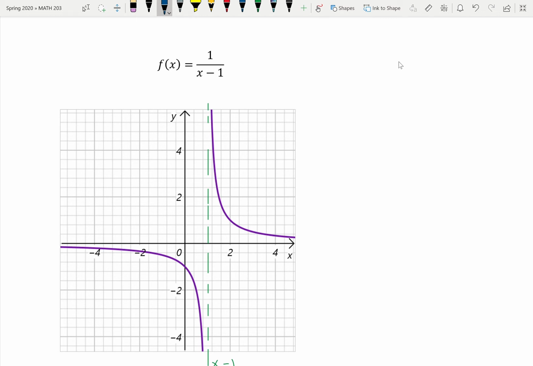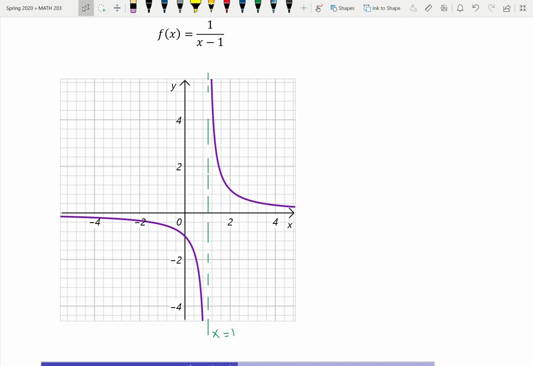Okay, now we consider improper integrals of type 2. So first, let's take a look at the graph of the function f of x equals 1 over x minus 1. Suppose that I would like to have the integral from, let's say, minus 1 to 2 of 1 over x minus 1 dx. Okay, so you have to be very careful.